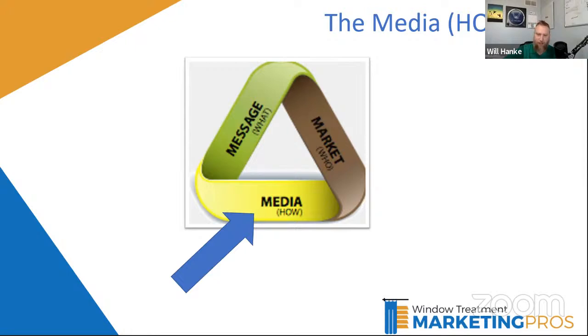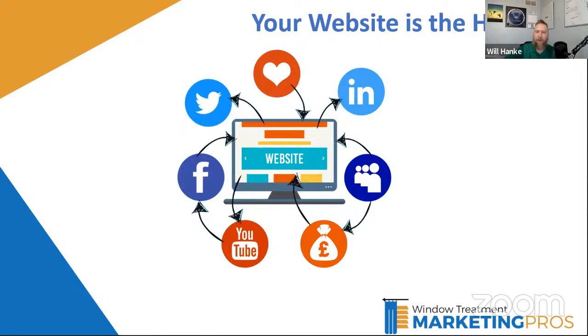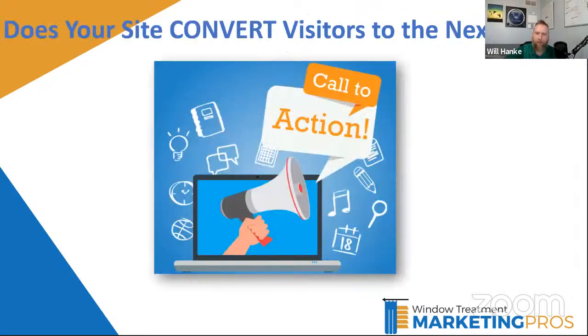All right, media. So how are we going to get this message out to the people that we want to get it in front of? The big thing here is your website. Your website is the hub of everything that you do from an online digital marketing standpoint. So having a website is the first piece of that. And then all of the other platforms, all of the other potential ways that you can communicate with customers pushes back to that hub or that platform.